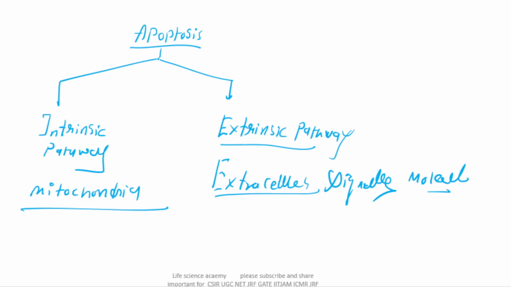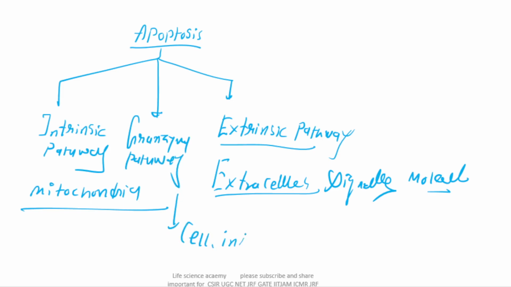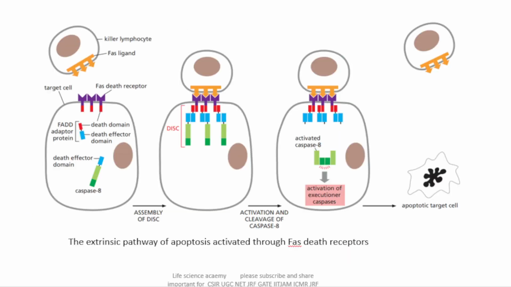And another is the granzyme pathway, which only operates when the cell gets infected with a virus, or you can say via virus. These are some apoptotic pathways which lead into apoptosis. So in this way, we have to know what the type of apoptosis is and which type it is. So this is the extrinsic pathway.